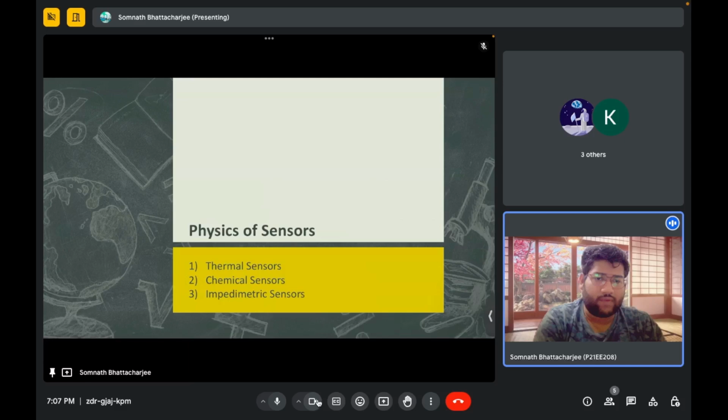Last week I was unable to complete the question, so we'll start with that, and then we'll move towards the main topic for today's class. Last week I gave you a question: a coaxial capacitive sensor is immersed in a container of height 100 centimeter.